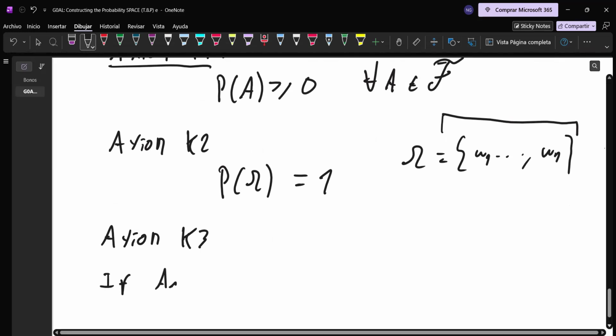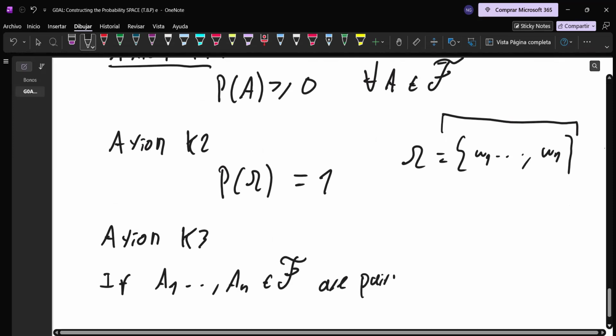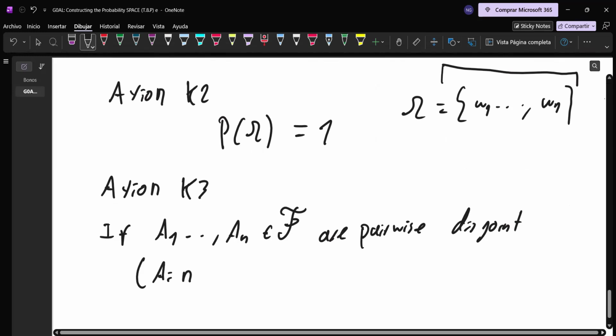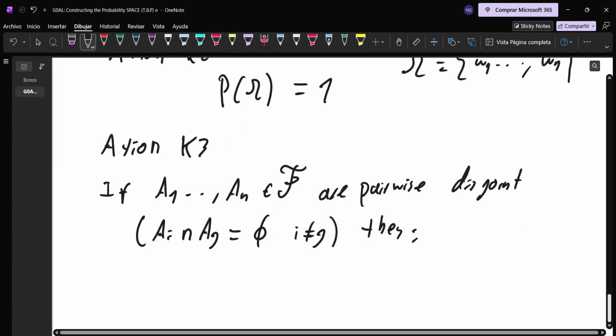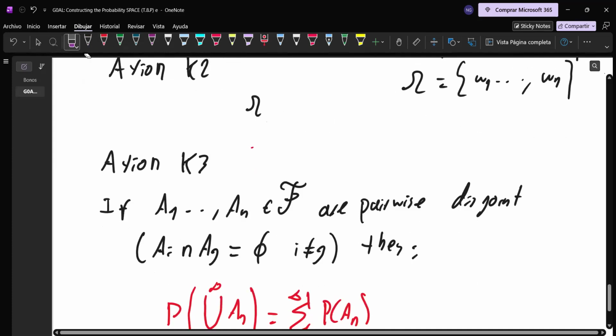If the sets are subsets of F, elements of F, and these elements are pairwise disjoint, meaning their intersection is the null set, then, and this is the classical rule of probability, the probability measure of the union of all these sets is equal to the sum of the probabilities of each element.